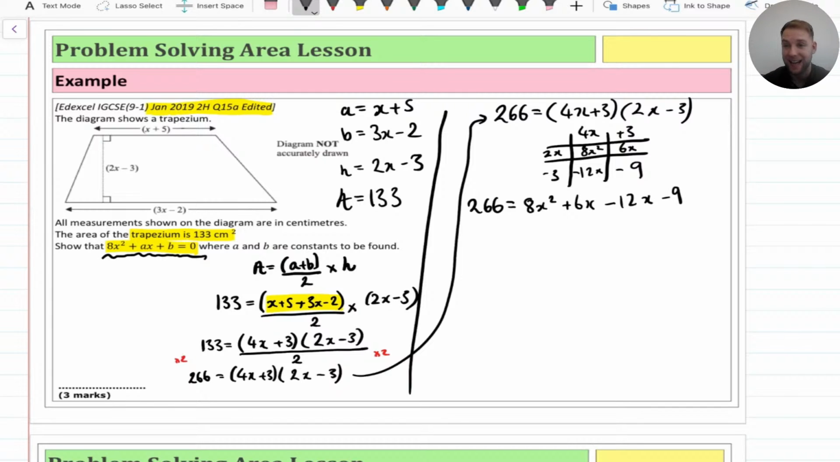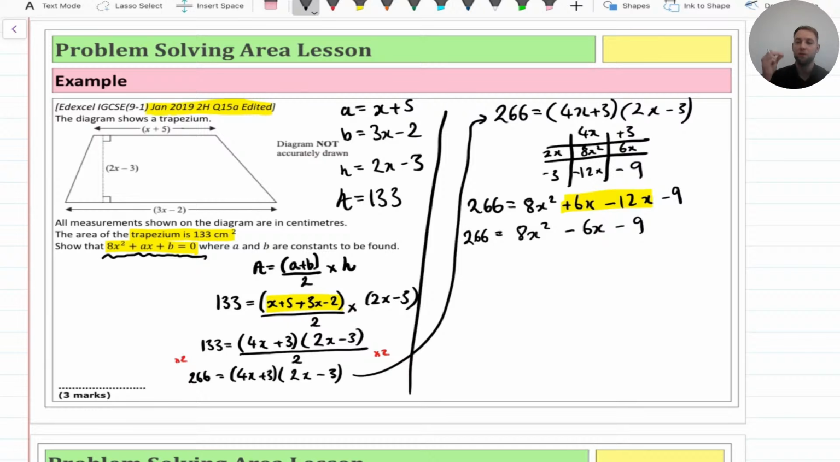Now I'm getting there. I've only got a couple of extra steps to do. And those extra steps are to first of all simplify inside here. So this is going to be 266 is equal to 8x squared, 6x minus 12x is minus 6x, minus 9.